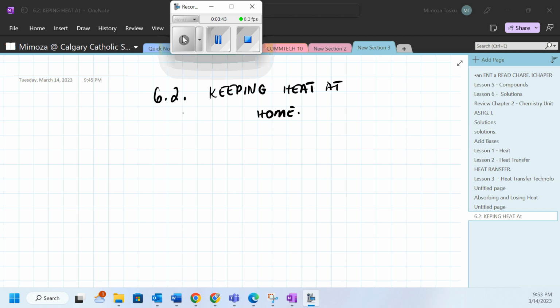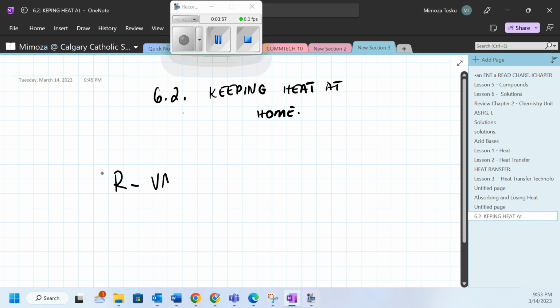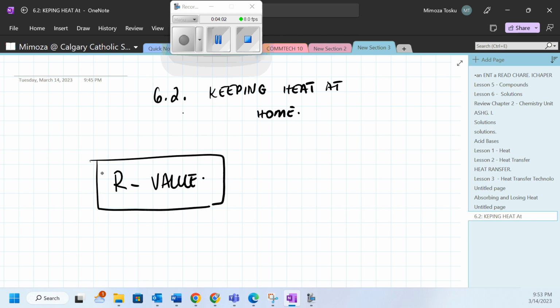The way that we measure the degree to which a material is insulating is what is known as the R value. You probably have seen it if you have been to Canadian Tire and seen some of the insulators that we put into the wall, which have an R value. The higher the R value, the better insulator it is.